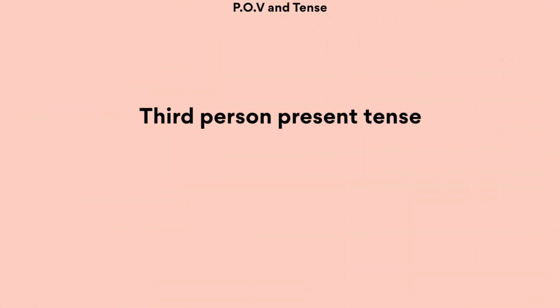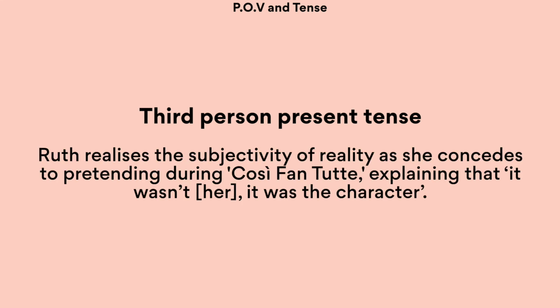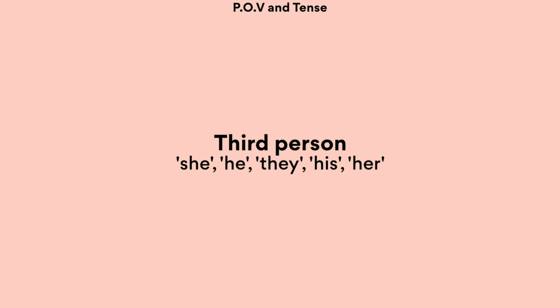In Australia, we always want third person present tense. So here's an example of how you can do that. "Ruth realizes the subjectivity of reality as she concedes to pretending during Cozy Fan Toot, explaining that it wasn't her, it was the character." So third person means she, he, they, his, her.